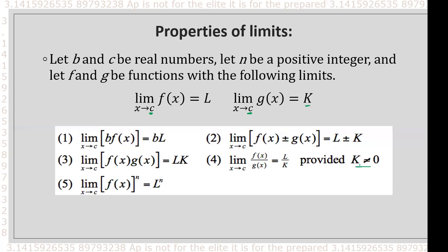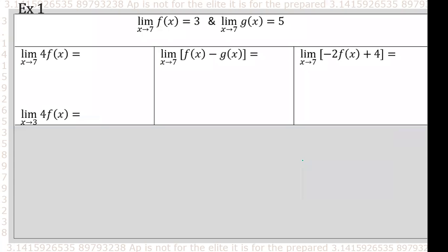Keep in mind, we still do not know how to divide by a 0. So in this case, we cannot have g of x be equal to 0 if we're dividing by it. All right, so let's go ahead and begin.